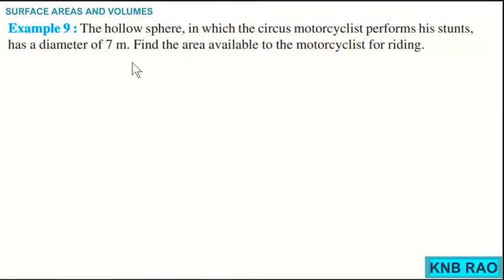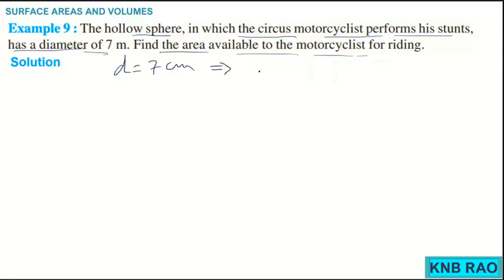Now, moving on to example number 9. The hollow sphere in which the circus motorcyclist performs his stunts has a diameter of 7 meter. Find the area available to the motorcyclist for riding. See, in the solution here, diameter is 7 meter, it implies radius is 7 by 2 meter. Not centimeters, children, it is meter.